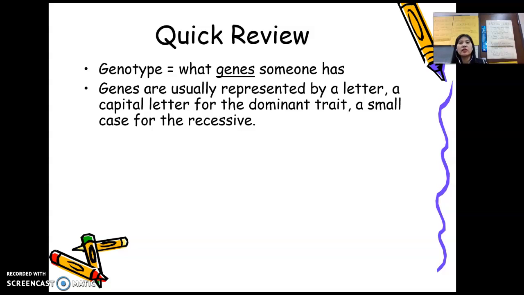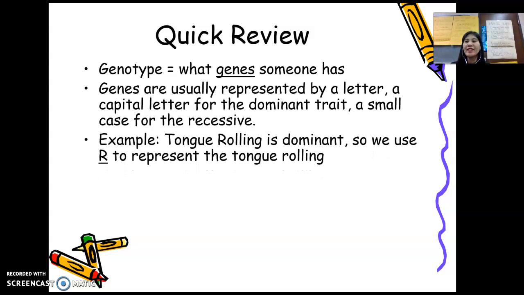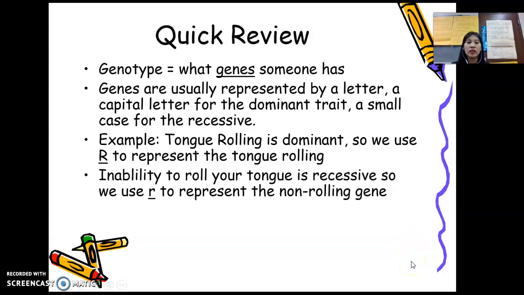Okay, and they are represented by a letter, a capital letter specifically for a dominant trait, and a small letter or lowercase for recessive trait. So for example, you have your trait tongue rolling. This is dominant. So if you can roll your tongue, your trait is dominant. So we use big letter R to represent the tongue rolling.